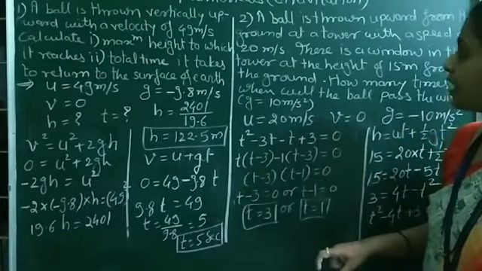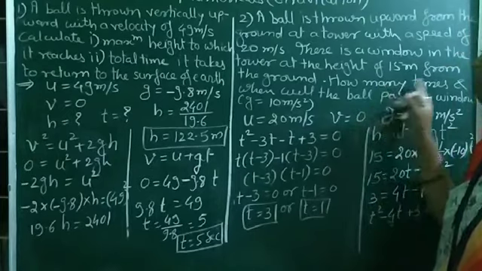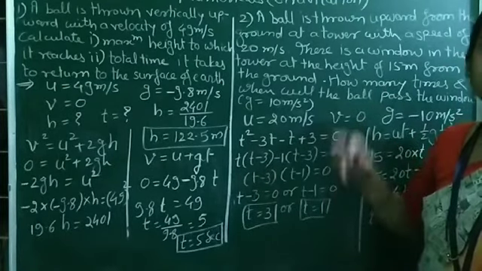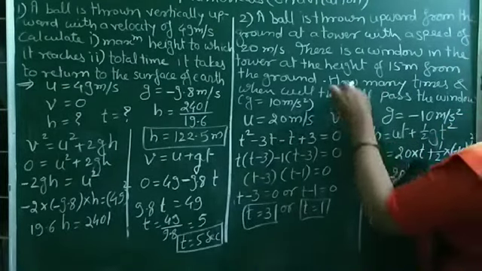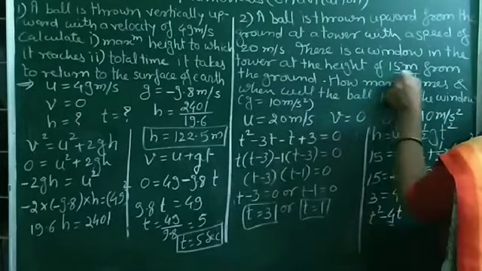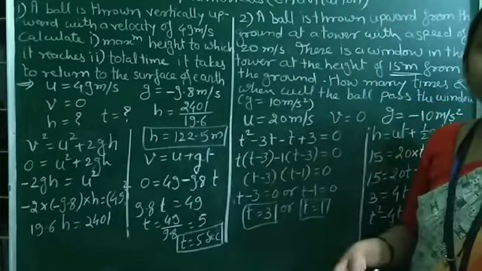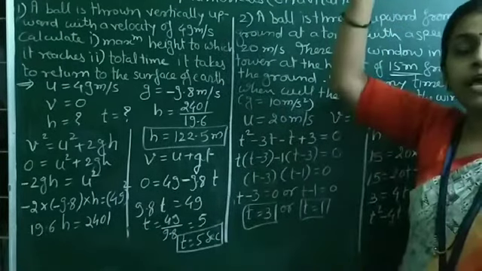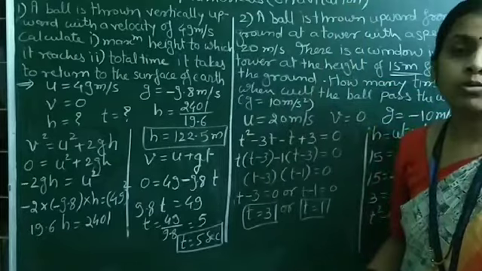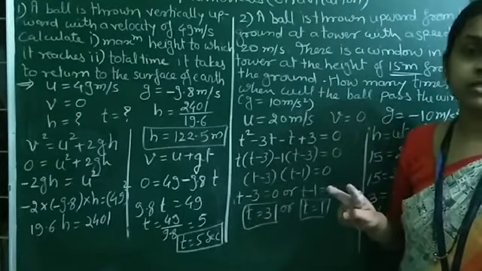So that we can find how many times the ball passes the window. As the window is at 15 meter, and the height attained by the ball is 20 meter, therefore the ball passes the window 2 times. First it goes upward, and second it moves downward. So the ball passes the window 2 times.